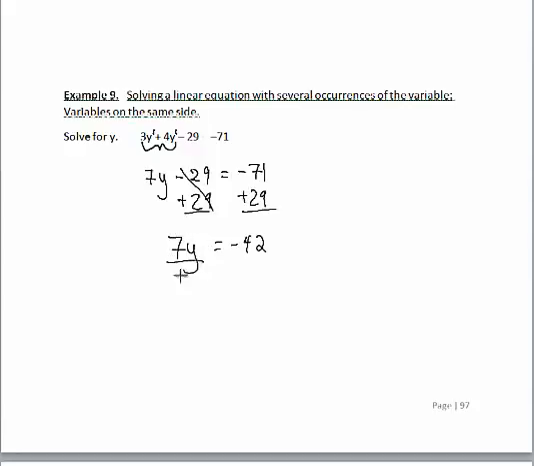The opposite of multiplying by 7 is dividing by 7. And then what you do to one side of an equation, you want to do to the other. So we divide both sides by 7. 7's cancel on the left, leaving y by itself, which is the whole point of these steps. Negative 42 divided by 7 leaves us with a negative 6 for our variable. And that completes chapter 13.